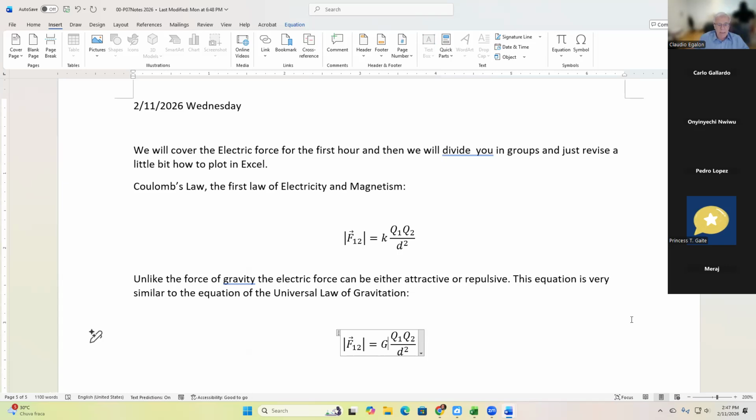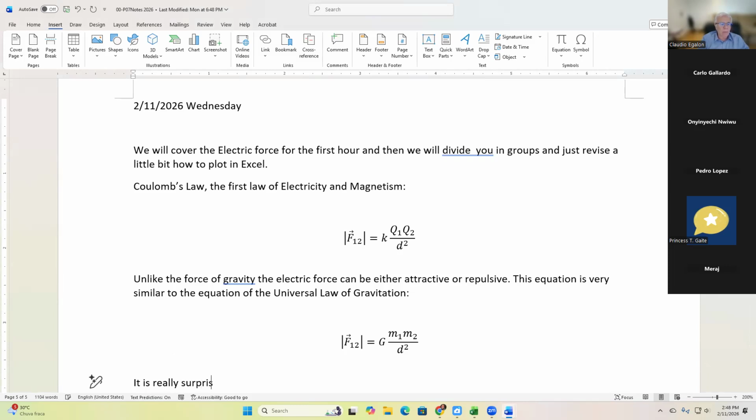Here you go. You have a big G here, and then instead of charge 1 and charge 2, you have mass 1 and mass 2. And d here is the distance between the masses. So equation-wise it is very similar, but there are very important differences between those two equations. It's amazing how those two laws that describe two completely different phenomena can be so alike. It is really surprising.